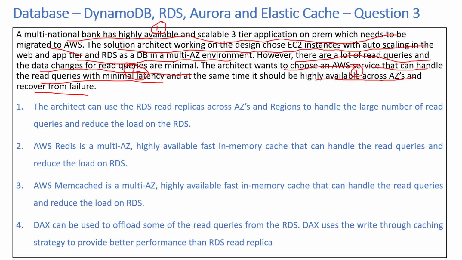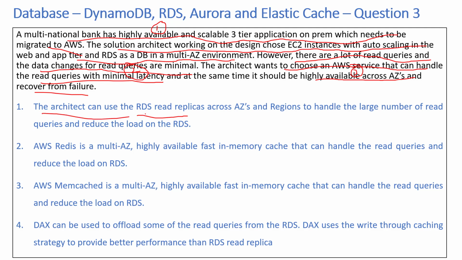Now first we have to look at what are the possibilities for handling the read queries in RDS. So there are 2 options. One, you have the RDS read replica. The second one is having some kind of cache service or solution, which can be either Redis or Memcache in AWS. Now let's look at the options.